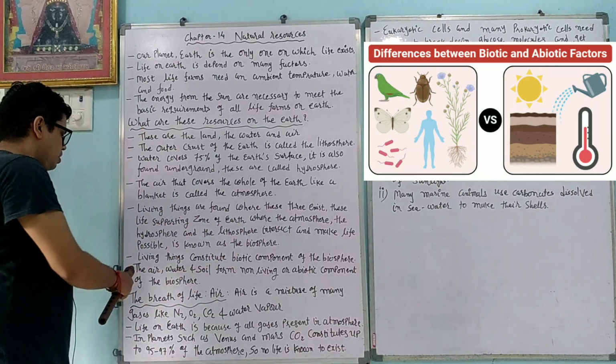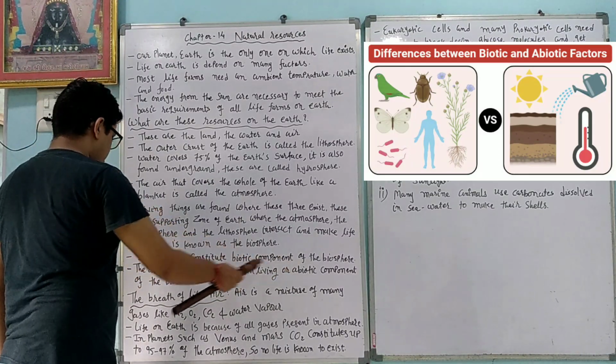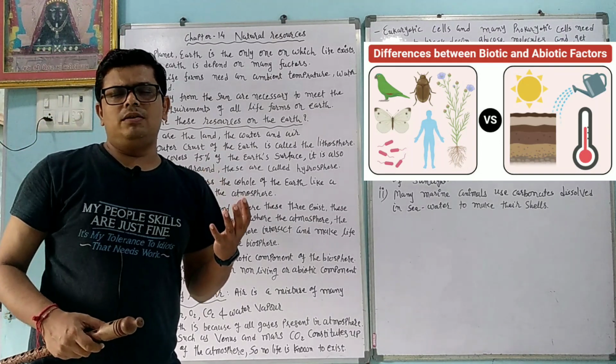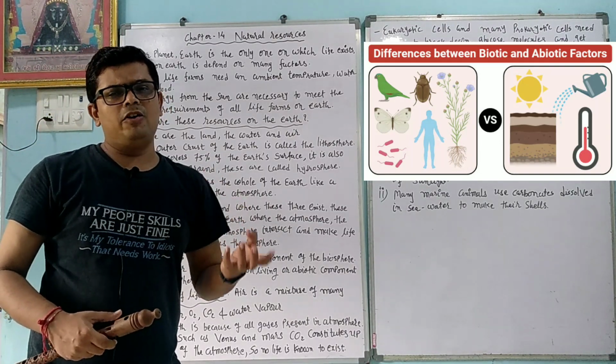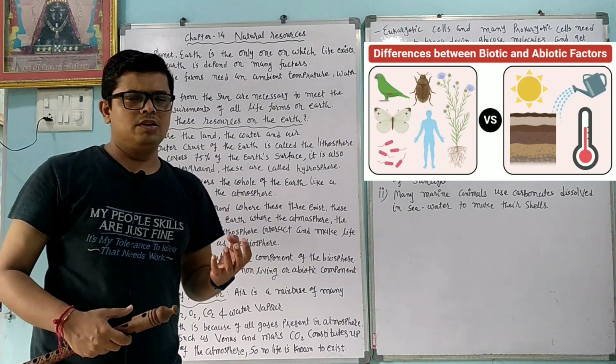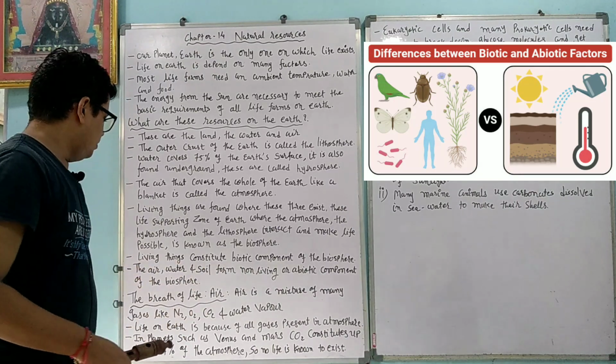of the biosphere, the air, water, soil from the non-living or the abiotic component of the biosphere. So in the biosphere, not only the biotic component is present, the abiotic component is also present. Abiotic component is called the non-living components. In the non-living component, we can include air, water and the soil.